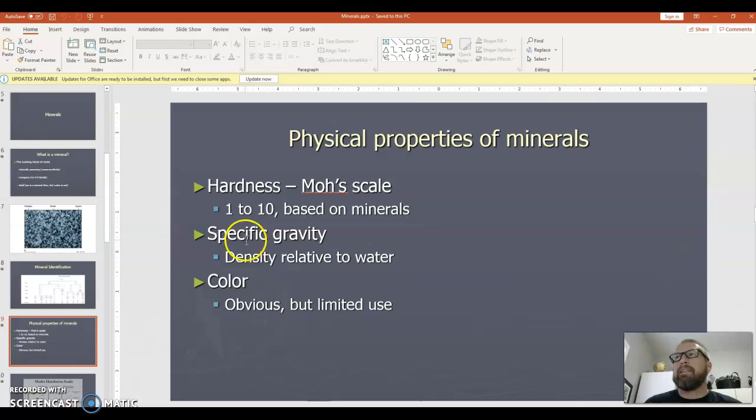The second is the density or specific gravity. So you're probably familiar with that. The Gizmo has you do that as well. Color works. Some minerals have unique colors. Others come in multiple different colors. So sometimes it's helpful, sometimes it's not.